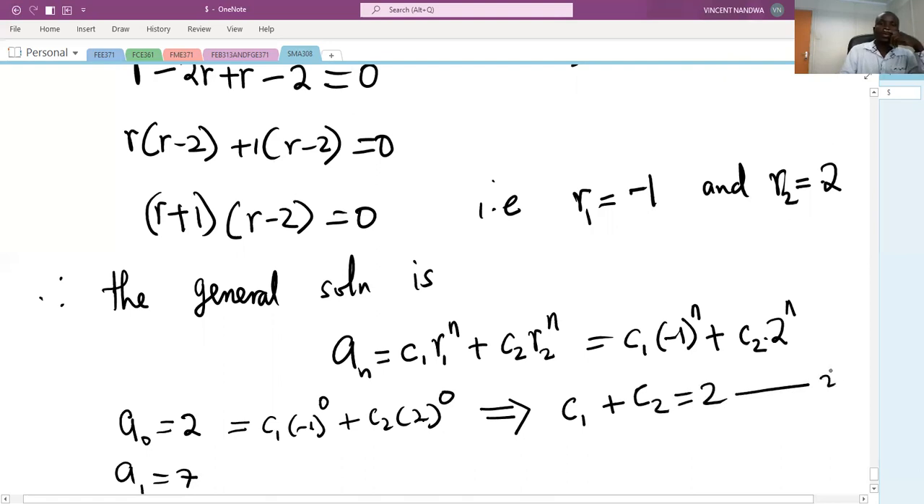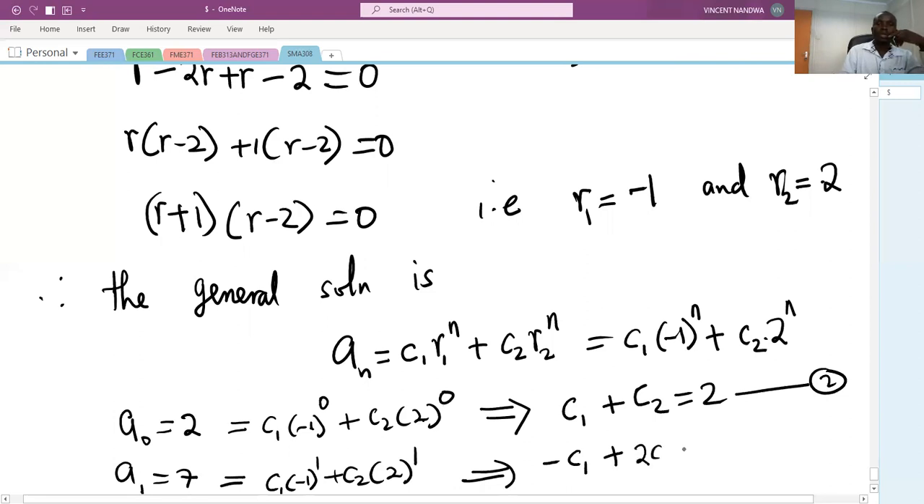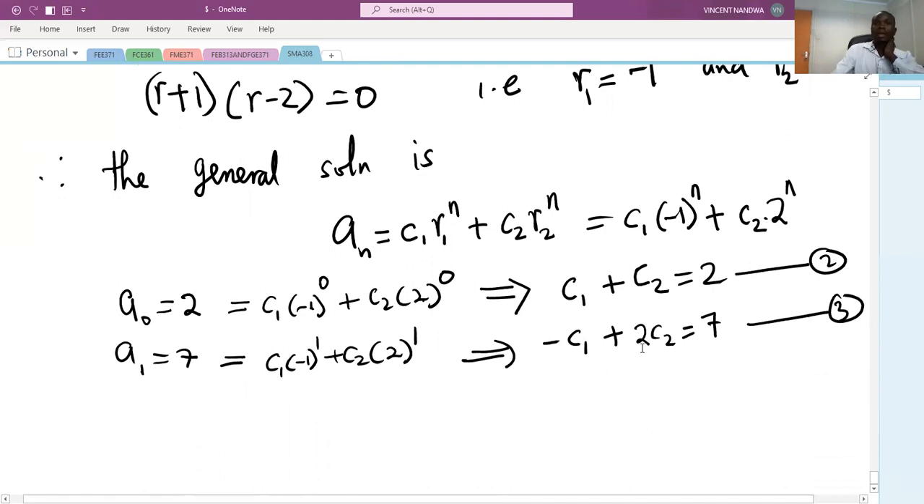Call this equation 2. And then a_1 means n is 1, so we'll have c1 (negative 1)^1 plus c2 2^1, which implies (negative 1)^1 is minus 1 times c1 is minus c1, plus 2^1 is 2 times c2 is 2c2. That will give us 7. Call this equation 3. Now we solve equations 3 and 2 to get c1 and c2.